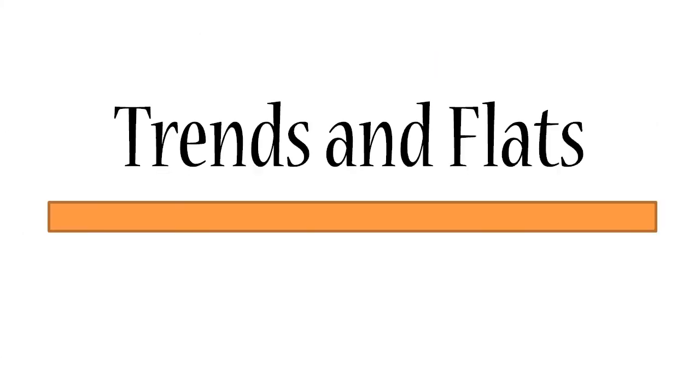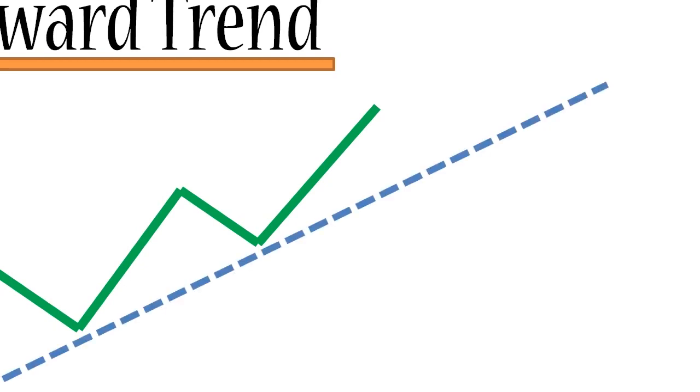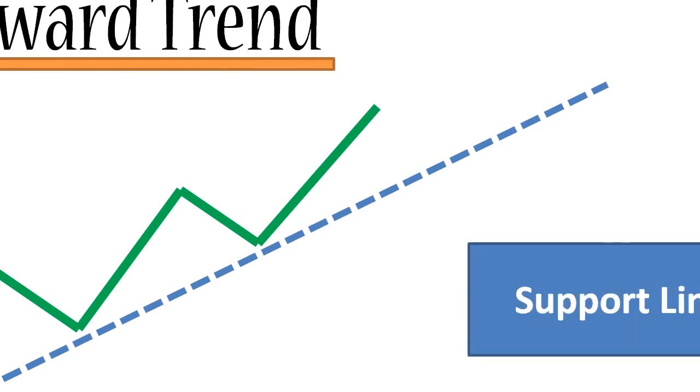Trends and flats. One of the most common themes on the Forex market is a trend. Let's try to understand what a trend is exactly. For example, this is how the price has been moving over a certain period of time. Then, as you can see here, we can draw a diagonal line underneath the price, which the price seems to be bouncing off. This line is called the support line. It indicates an upward trend. It means that the price is bouncing off upwards of this line and continuing its upward movement.